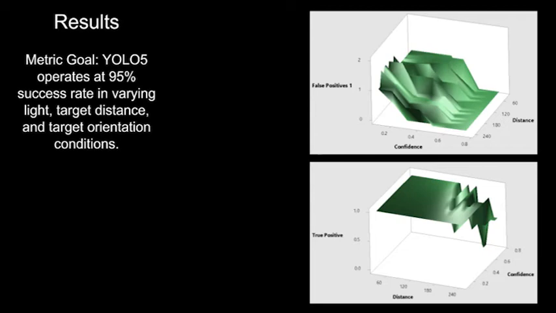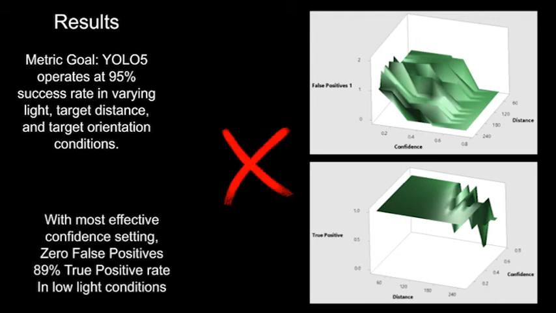However, as shown in the bottom surface plot, a confidence level of 0.6 and higher fails to positively identify a true target at greater distances. Using the confidence level which yields the least amount of failure, the system was only able to positively identify a valid target 89% of the time. This makes our prototype insufficient in achieving its tasks in dark settings.